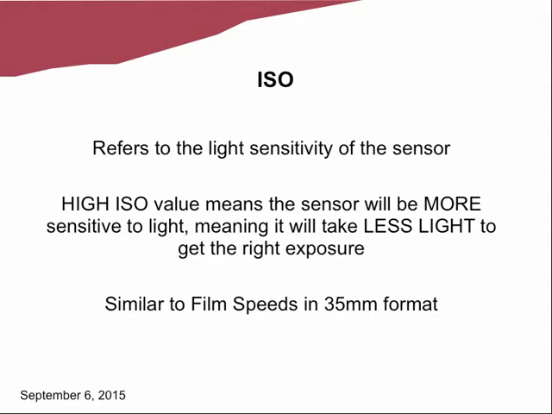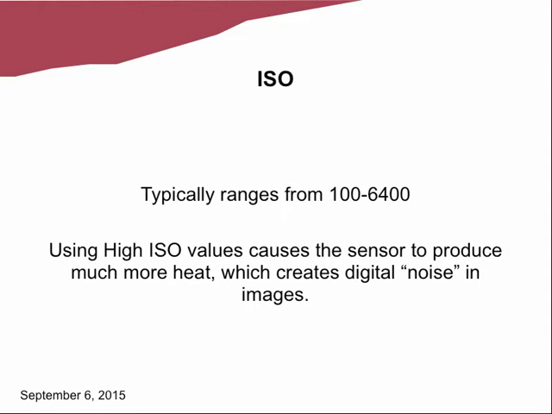ISO. ISO refers to your light sensitivity of the sensor. A high ISO value means the sensor will be more sensitive to light, meaning it will take less light to get the right exposure. This is similar to film speeds in 35mm film formats. Your ISO typically ranges from 100 to 6400, and now these are based on the Canons. Our Canons start at 100 and go to 200, 400, and so on.